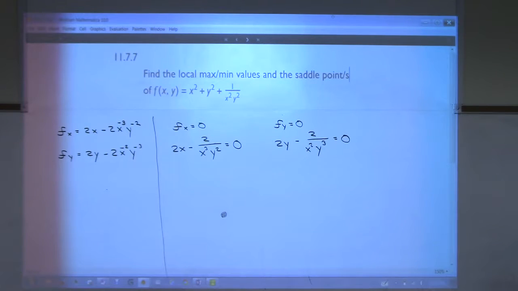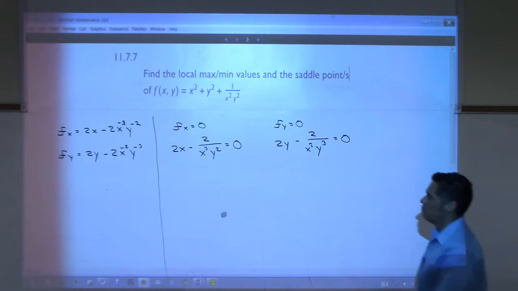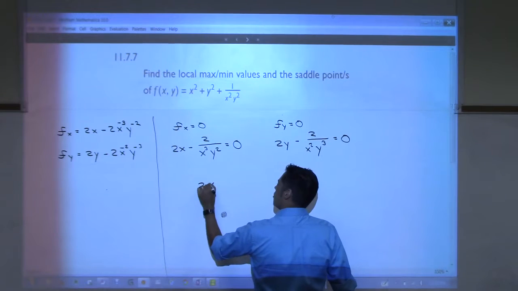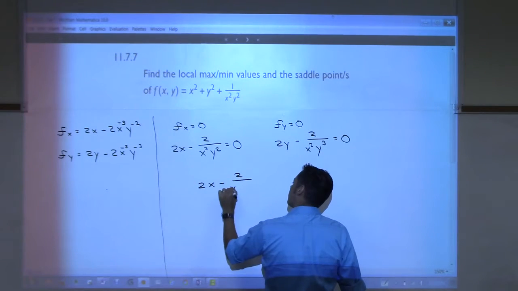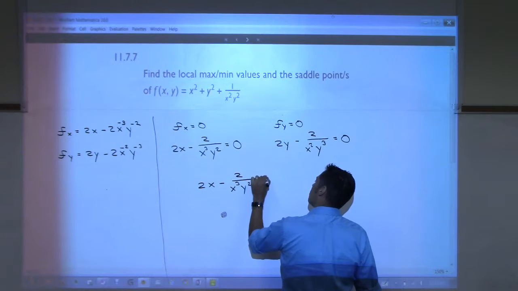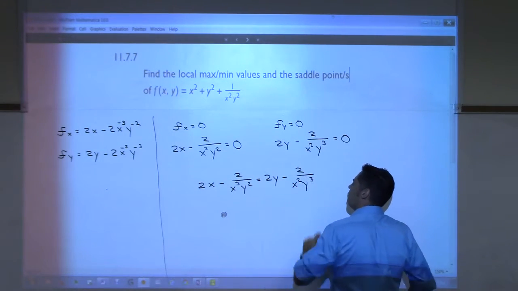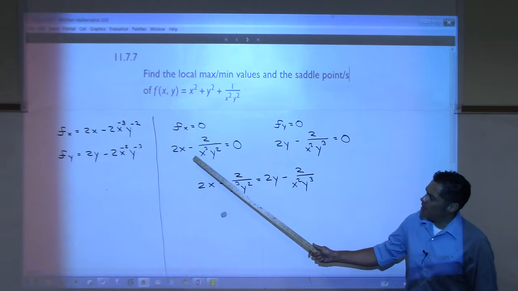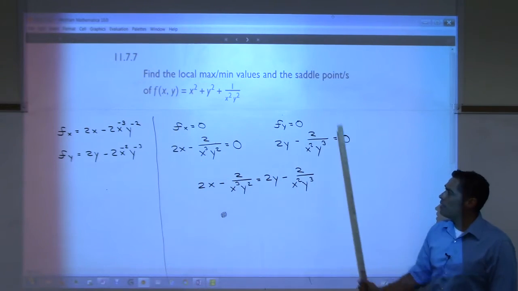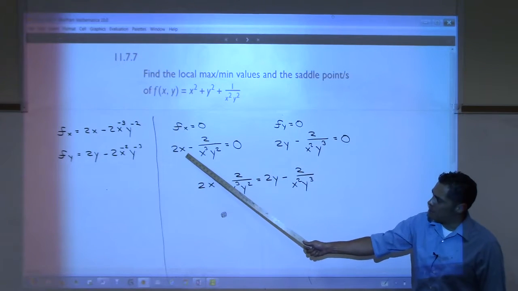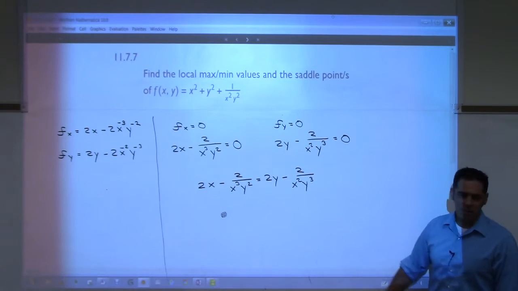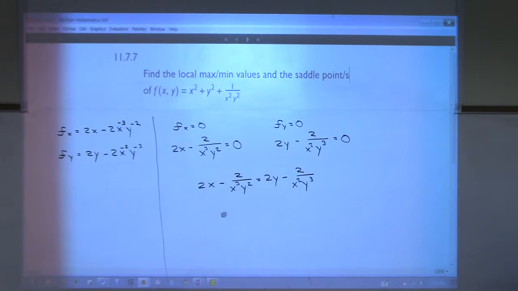You want to set them equal to each other? Okay, I'm up for that. 2x minus 2 over x cubed y squared equals 2y minus 2 over x squared y cubed. By the way, you can't solve this for x and then plug it in over here, because if you try and isolate this x, you still have x here. So it's not as clean. Not even if you multiply the x on both sides. Like if you multiply x cubed on both sides.